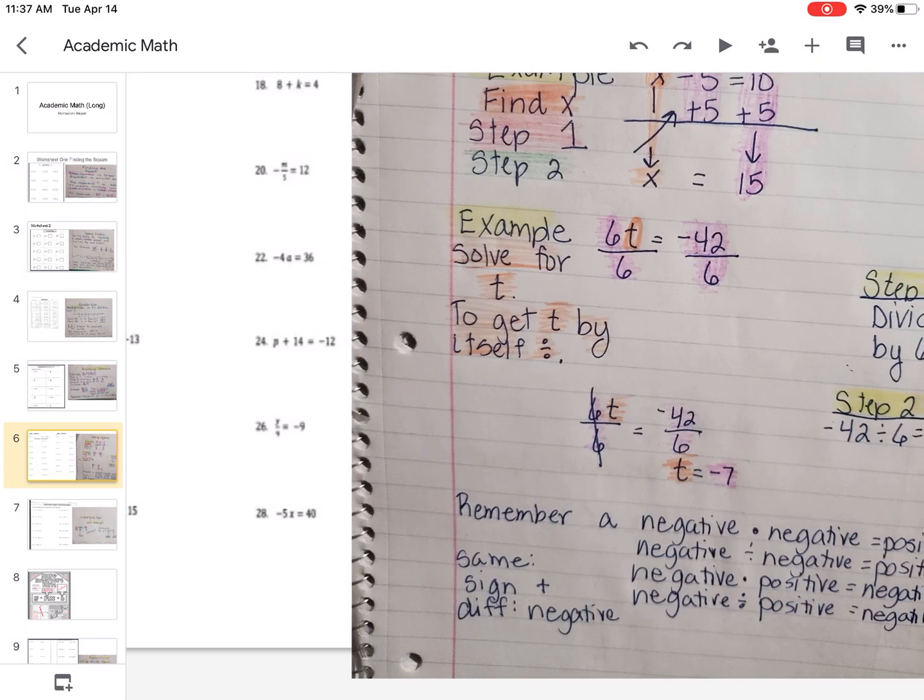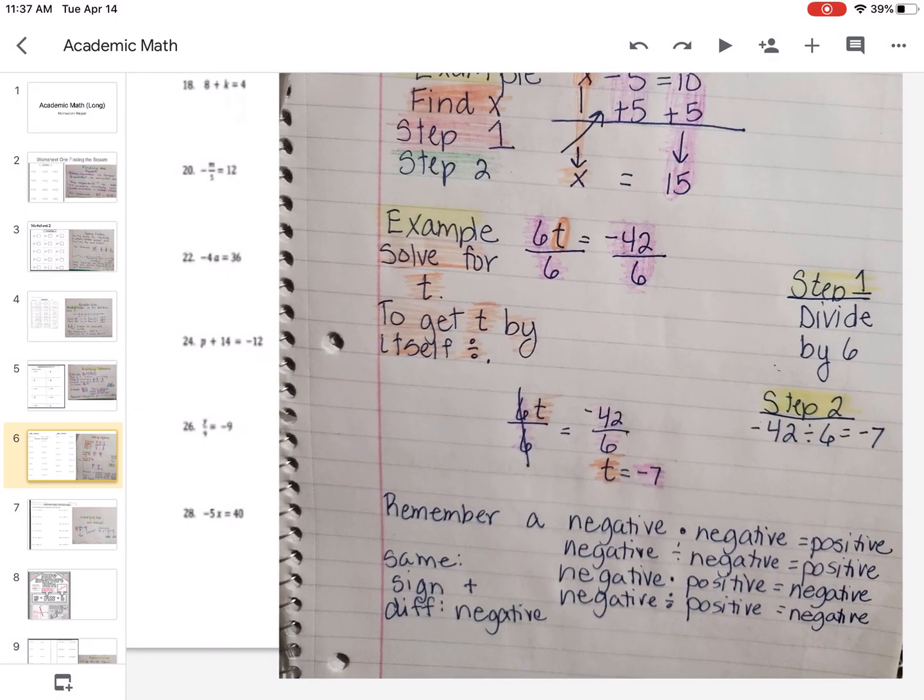On the next one I have 6t equals negative 42. How do I get that 6 away from t? Well, it's 6 times t. So I have to do the opposite of multiplication, division. So step 1 is divide by 6. So I divide both sides by 6. Whatever I do to one side of the equation, I do to the other side of the equation.